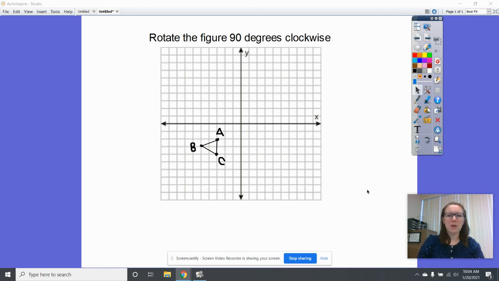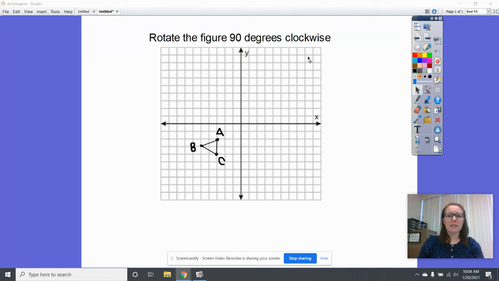Hi, today we are going to talk about how to rotate a figure on a coordinate plane. So, when we rotate, we need to know a couple of pieces of information. The first thing we need to know is what direction, so either clockwise or counterclockwise.